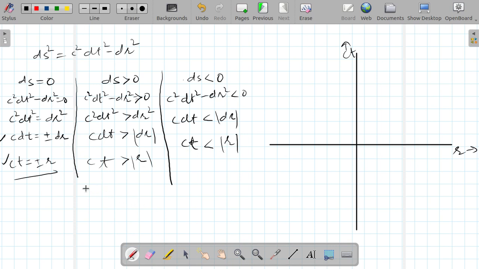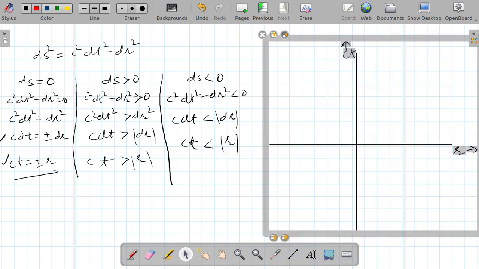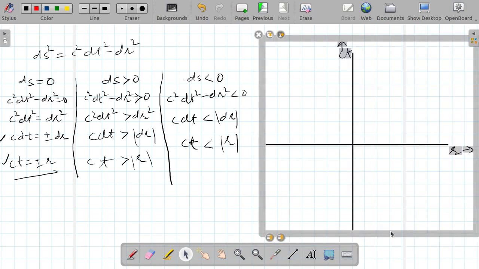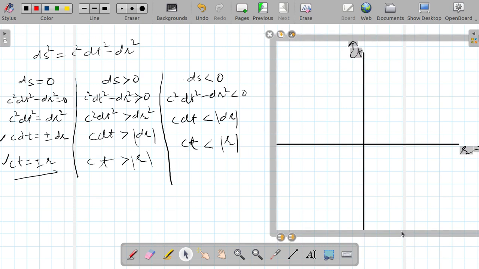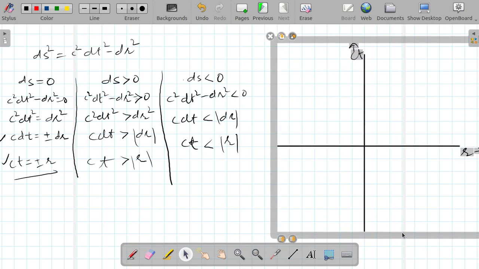So let me try to understand it. Basically r is three-dimensional, right? And it is ct. But if I replace 3D with one dimension, then it is one and the same thing. It is better to visualize. So now I will draw, and it will be much better.